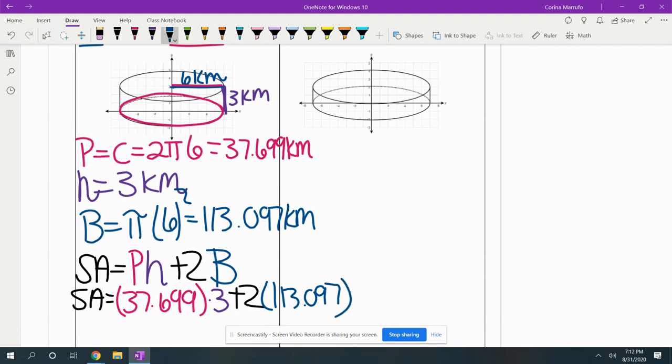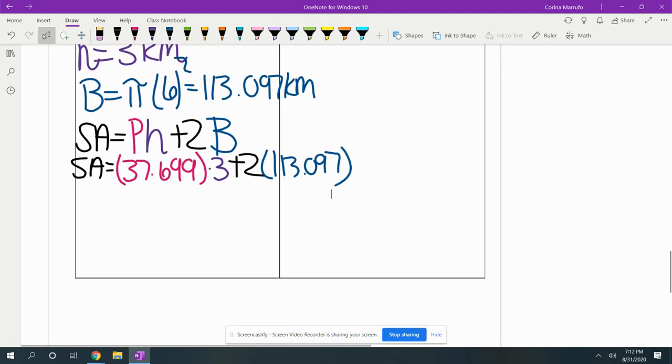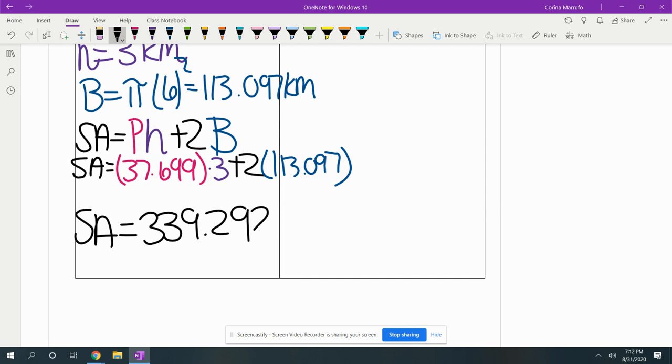So now we have all this information. We put it in our calculator exactly the way we see it. 2 times, and this gives us 339.292, and our units are kilometers squared.